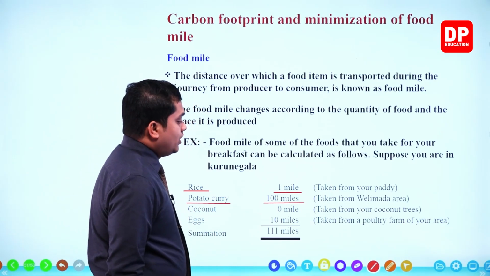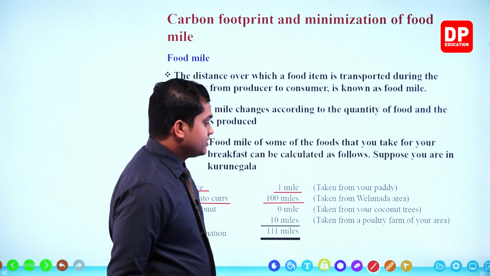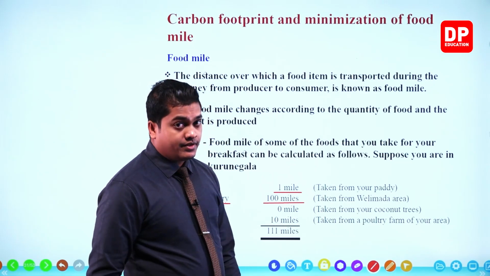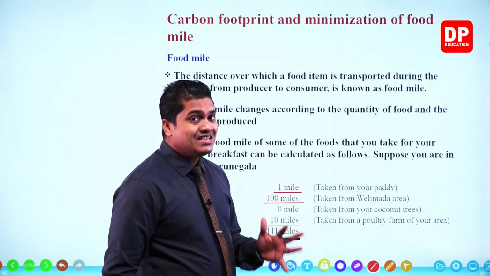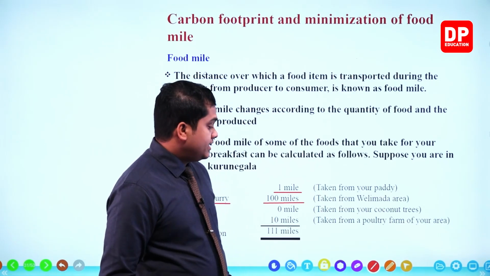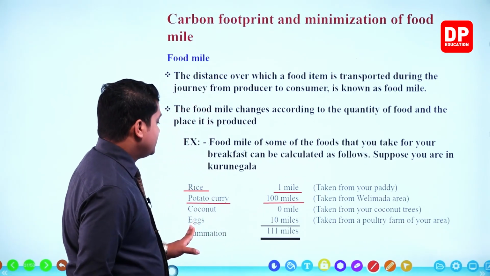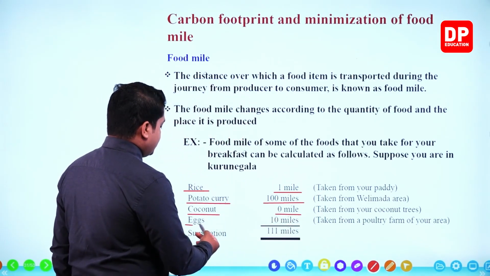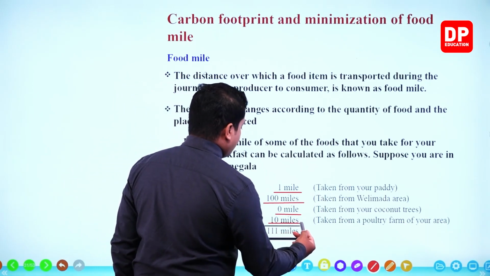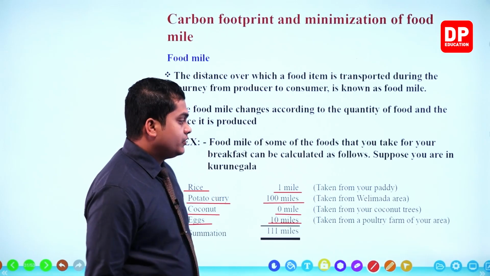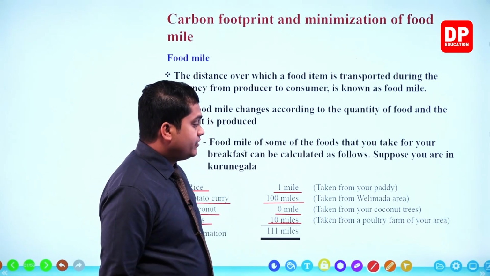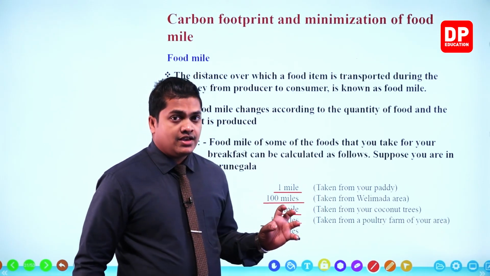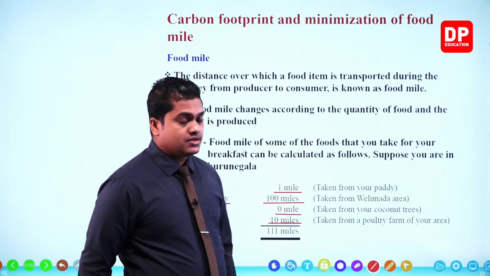Then the next one, coconut. There is no distance which the coconut has traveled because it is taken from your garden, from your coconut tree. So there is no distance to travel. Then the next one, eggs. So coconut is 0 miles. Then eggs, 10 miles. That means they are taken from a poultry farm in your area. So if we receive eggs from a poultry farm within our area, the distance which the egg has traveled is around 10 miles.